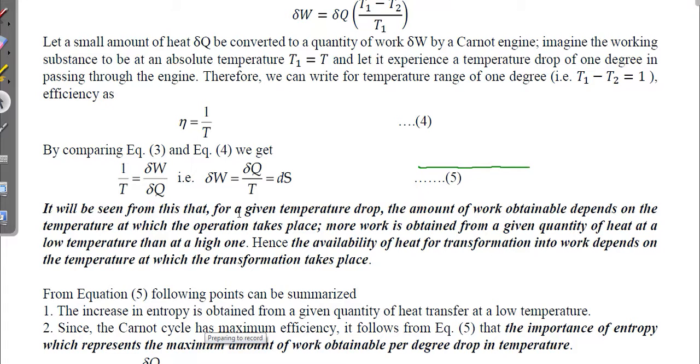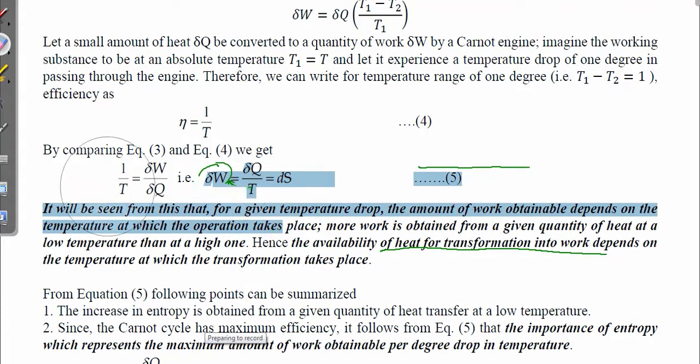So from this equation, it is seen that for a given temperature drop, the amount of work obtainable depends on the temperature at which operation takes place. So the amount of work will depend on the temperature at which it is working. More work will be obtained from a given quantity of heat at low temperature than at a higher one. Inversely proportional. So if we want more work, then it should be working at low temperature. Hence, availability of heat transformation into work depends on the temperature at which transformation takes place. So the availability of heat, what percentage of heat is transformed into work, will depend on at what temperature it is working.